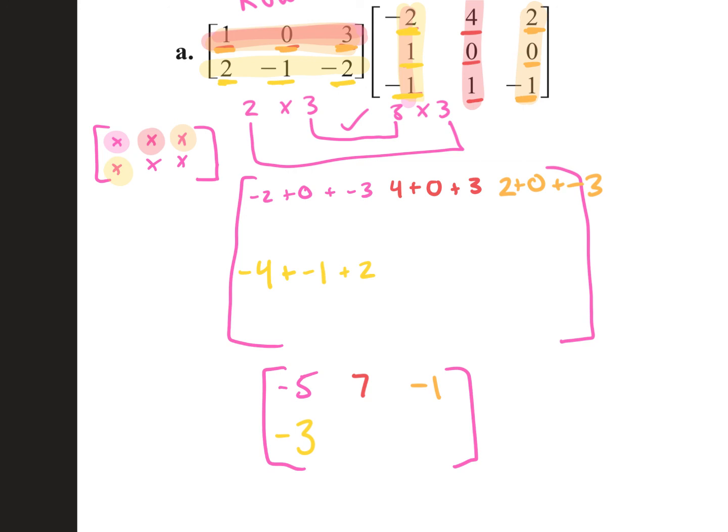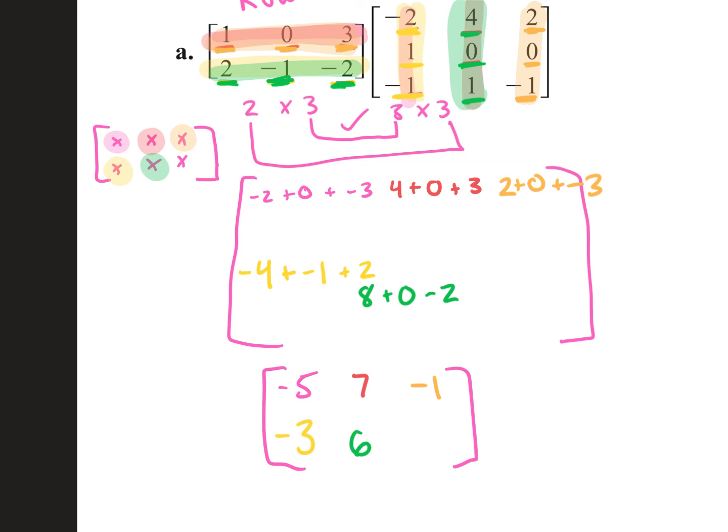Next, we're going to find the second row, second column. So second row, second column goes here. So first number times the first number, 8, plus second number times the second number is 0. Third number times the third number, -2. So 8 plus 0 minus 2, 6.